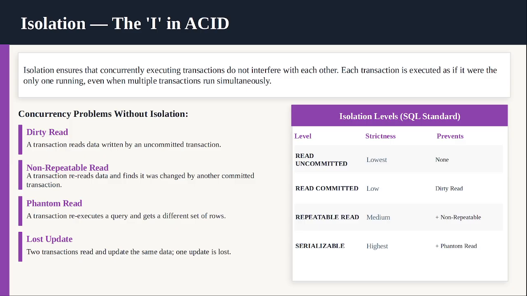Isolation means when many transactions run together, they do not affect each other. Each transaction works separately, as if it is the only one in the system.